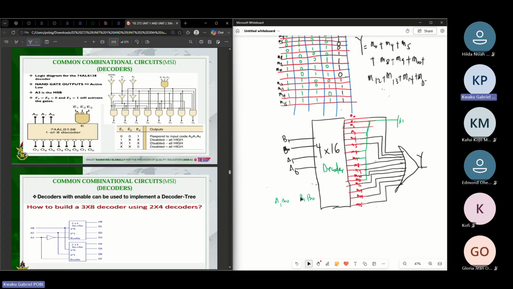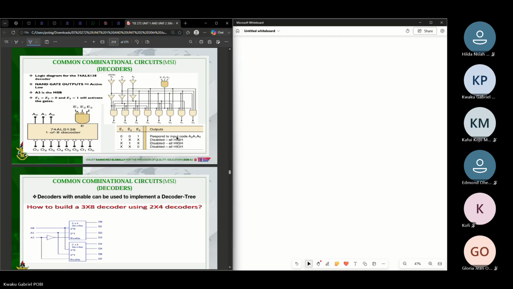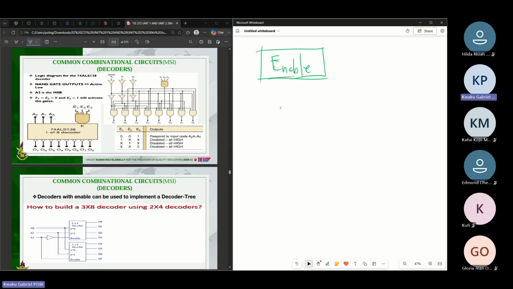So let's move on. Now, another thing we are supposed to note here is something we call enable. So enables, as the name suggests, is just a signal, an input signal. Enables are just to allow certain inputs to the outputs.